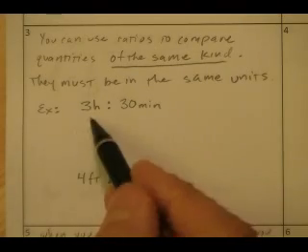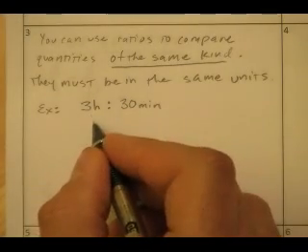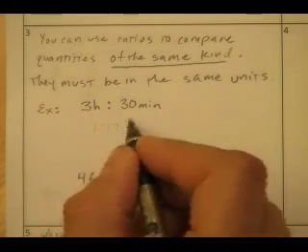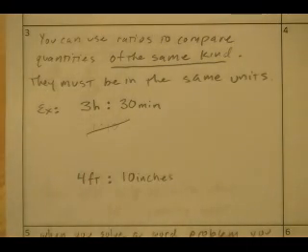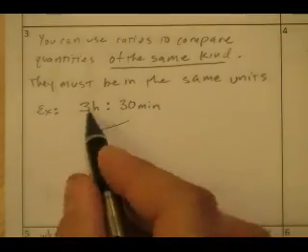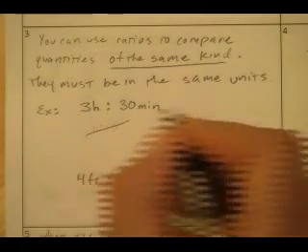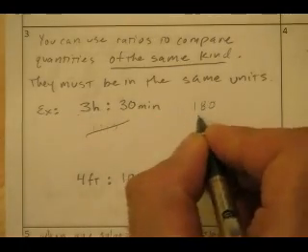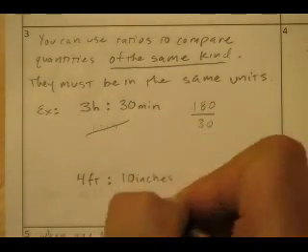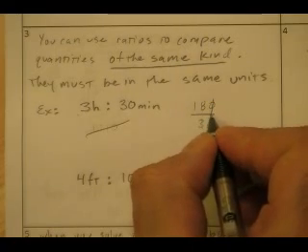I can't say, oh, 3 hours to 30 is the ratio of 1 to 10. They need to be in the same units. So I can either change the 30 minutes to one half of an hour, or I could change the 3 hours to 180 minutes. So I need these to be the same. So I'm going to rewrite this guy. Instead of 3 to 30, I'm going to write it as 180 to 30.